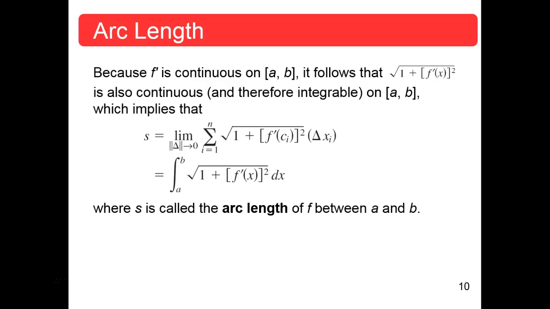Whatever your function is, that's your arc length: take the derivative of it, square it, add 1 to it, take the square root, and integrate that. So it's a sort of long, kind of weird process, but it comes directly from your distance formula, your Pythagorean theorem. So s is called the arc length between a and b. It's that integral from a to b.